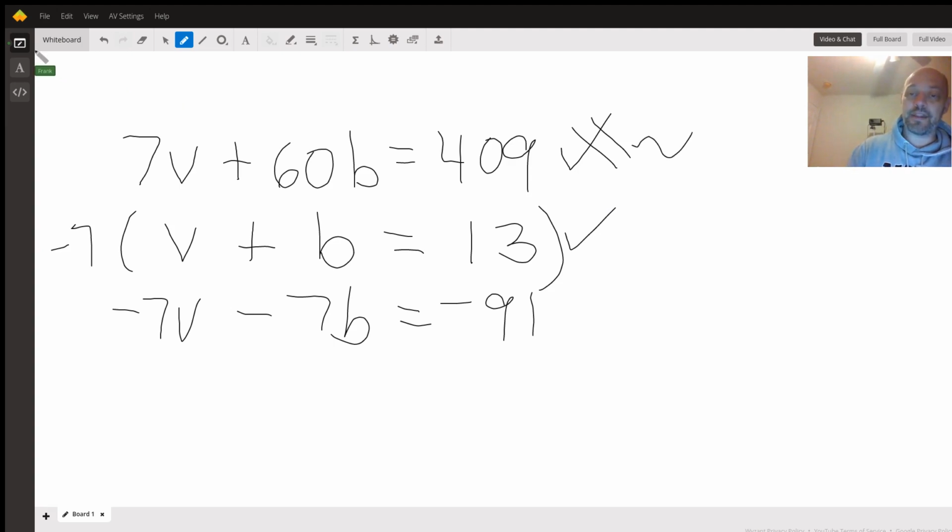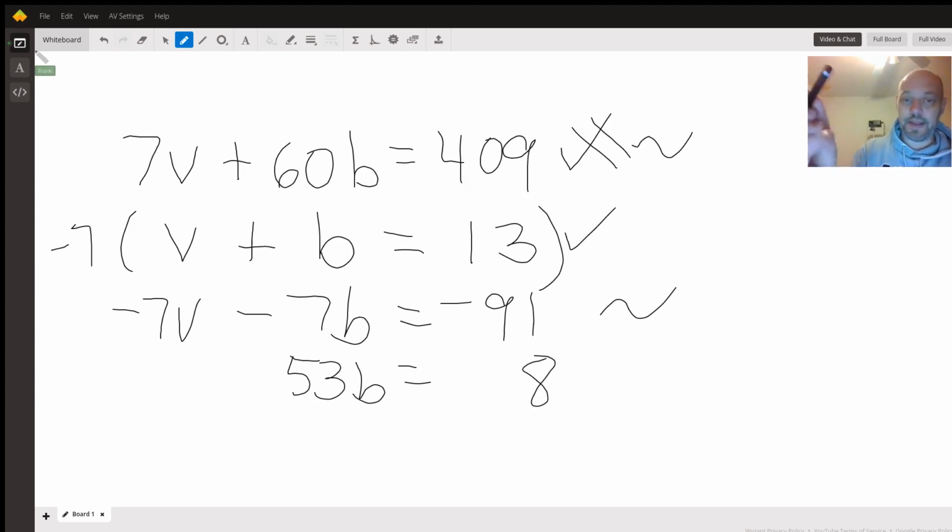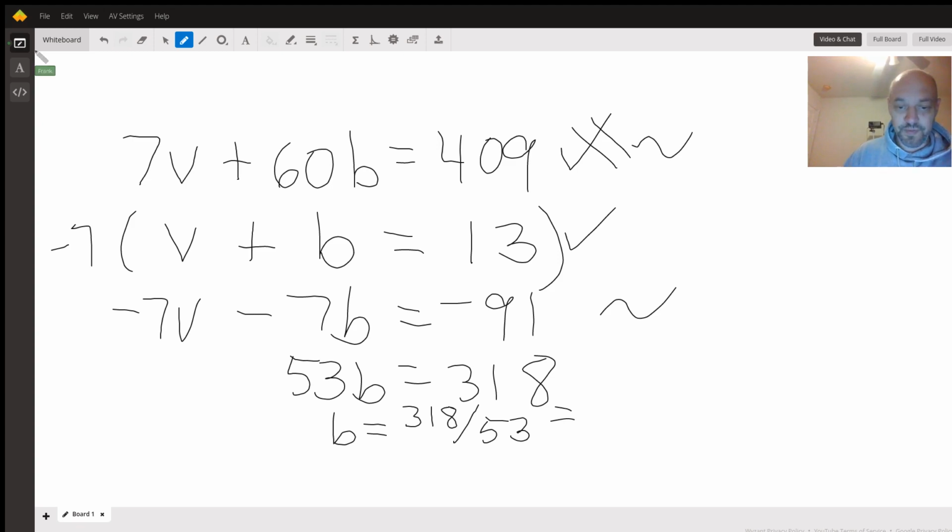So now I'm going to add the first equation and this new equation and get rid of the v. 7v minus 7v is 0v, it's gone. 60b minus 7b is 53b. 409 minus 91, you can do that on a calculator or by hand. What does that come out to? 40 minus 9 is 31, so 318. And then b is going to equal 318 divided by 53. Again, you can do it on a calculator or figure it out.